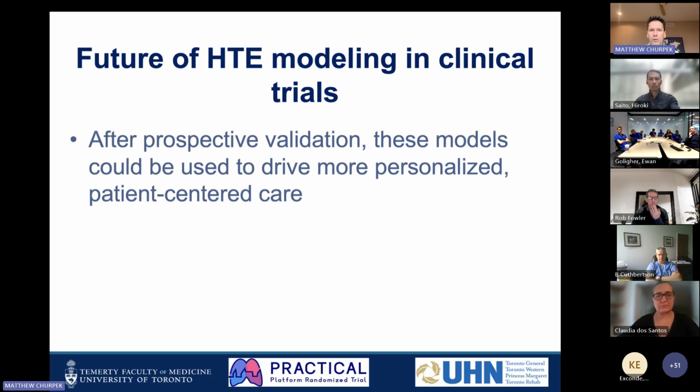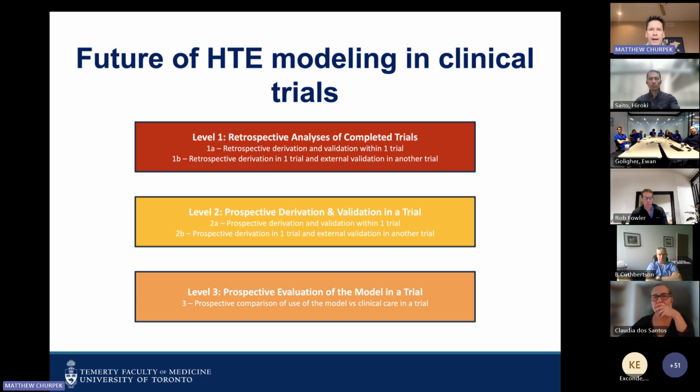We are interested in trying to figure out how we actually take these models we develop in retrospective analyses and get them to the bedside to see if they can improve patient care. One way to think about this is a figure that Matt Semler created when we were trying to figure out how to think about these different levels of validation and levels of research rigor in this field.